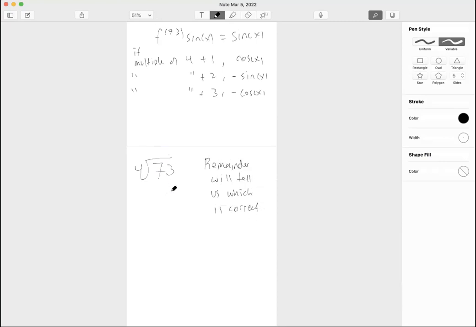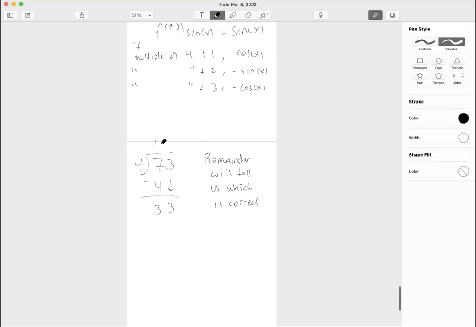All right, so let's take 4 into 73. So we have 4. 7 minus 4 is 3. 4 into 33 is 8. And we have remainder 1. Okay, so what does that mean?